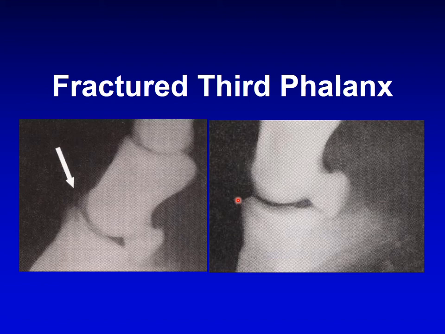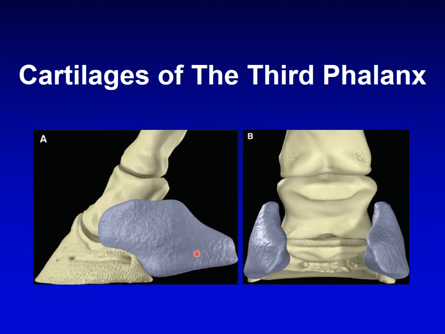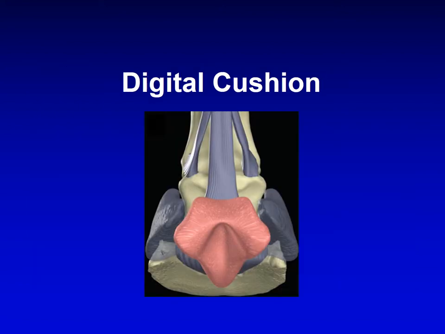Now, in addition to the articulation between, as you can see here, between P2 and P3, this is the joint space, and the distal sesamoid bone or the navicular bone, we also have a structure here from each side of the hoof, and we call that the cartilages of P3. Here are the cartilages of P3 on both sides, medial and lateral aspects of P3, and they cover basically the sides of the coffin joint. They cover it from both medial and lateral aspects. In between them, we have what we call a digital cushion. This structure right here we call a digital cushion.